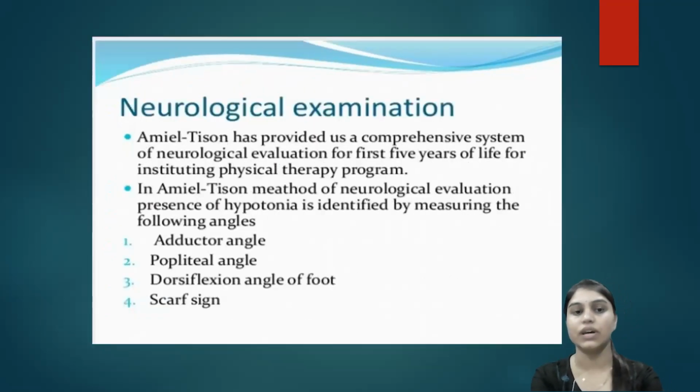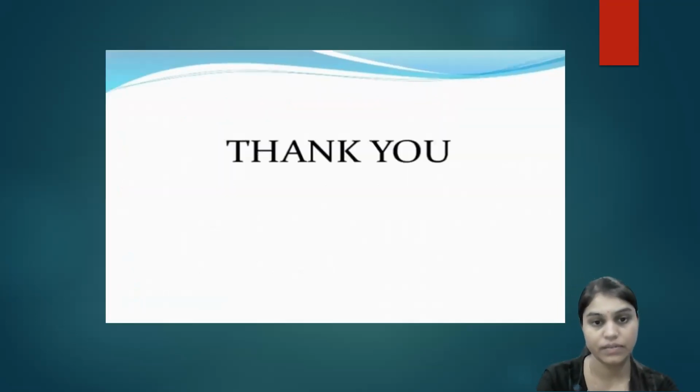Neurologic examination. Amiel-Tison has provided a comprehensive system of neurological evaluation for the first 5 years of life and for instituting a physical therapy program. In the Amiel-Tison method of neurological evaluation, the presence of hypotonia is identified by measuring the following angles. First, adductor angle, popliteal angle. Next, dorsiflexion angle of foot. Next, scarf sign.